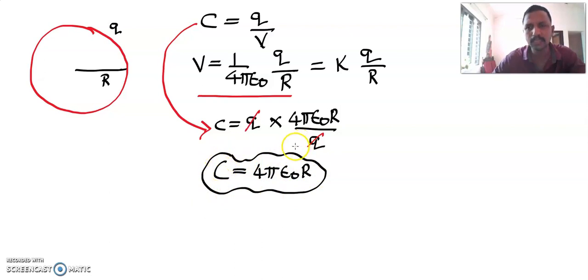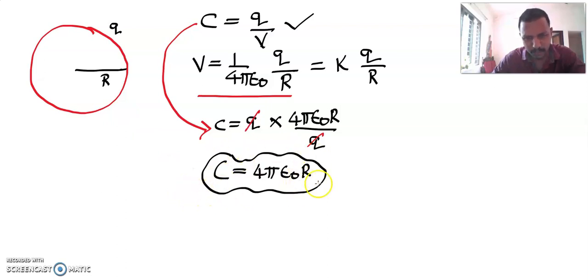If anyone asks you what's the basic formula of capacitance, will you give the answer as C is equal to 4 pi epsilon 0 R? No. This is not the basic expression for capacitance. The basic expression for capacitance is C is equal to Q by V. And this is the capacitance of a spherical conductor. If it is a spherical conductor, then the capacitance is C is equal to 4 pi epsilon 0 R. Where R is the radius of the spherical conductor.